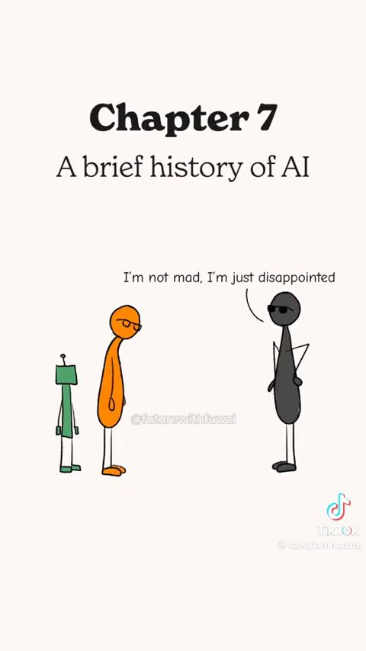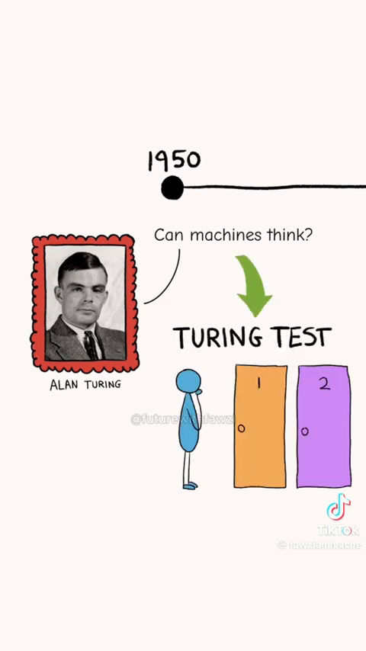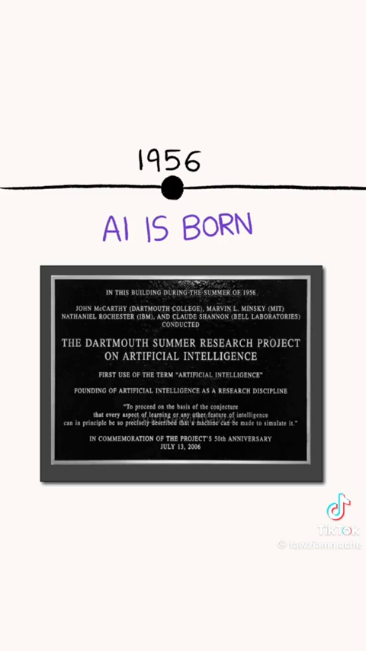Chapter 7. A brief history of AI. The story of intelligent machines begins in 1950, when Alan Turing famously asked, "Can machines think?" and proposed the Turing test as a measure of human-like intelligence. But the term artificial intelligence wasn't born until 1956 during a summer research project at Dartmouth College.